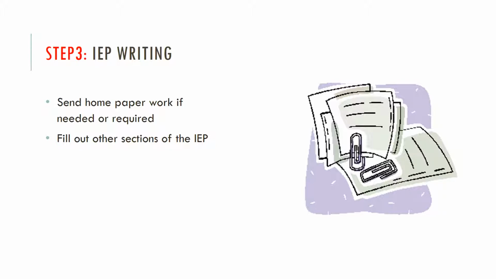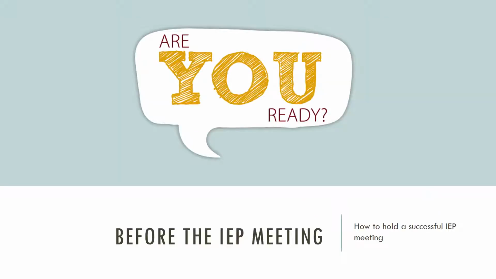The only section that should never be completed before the IEP meeting, no matter what, is the prior written notice. The prior written notice is to document any things that were discussed or considered and rejected within that IEP meeting. So before the IEP meeting, that piece of paperwork should never be complete. And are you ready now? Are you ready to hold the IEP meeting? This is the end of the before the IEP meeting section of this presentation.